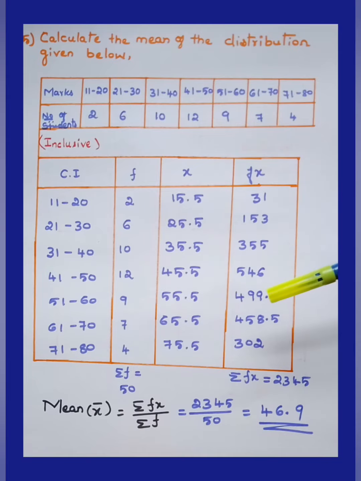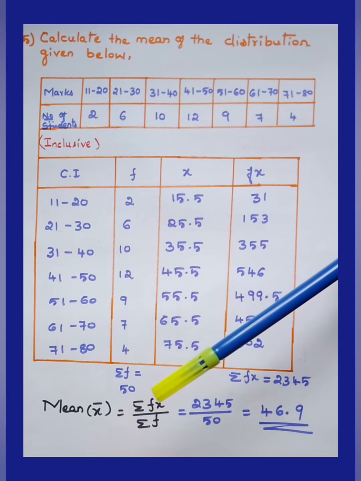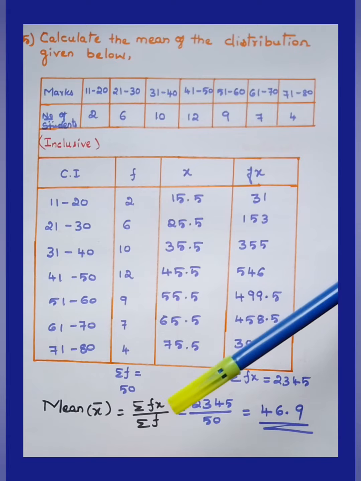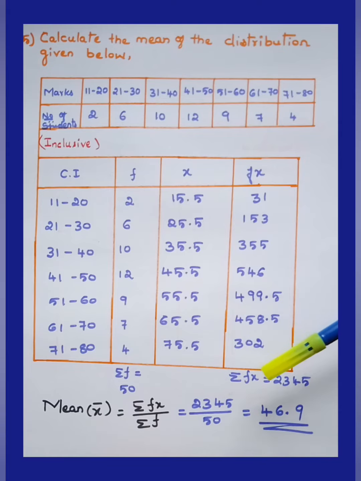Whenever you come across decimals, be careful while adding them. Adding all of this tabular column, the sigma fx value we get is 2345, and the sigma f value is 50. Write the formula, mean x bar is equal to sigma fx by sigma f. Sigma fx value is 2345 by 50, which is equal to 46.9. You can keep the answer in decimal also, there is no problem. You can keep it in fraction or in decimal places.